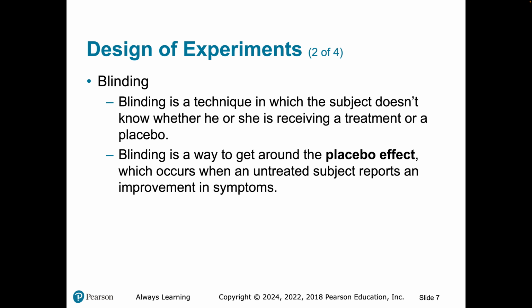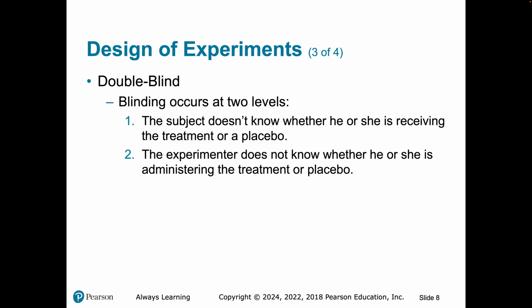Blinding, we've probably all heard of this. I think of blinding as kind of the placebo effect. Blinding, technically, is just where the subject doesn't know if he or she is receiving the treatment. Double blind is where blinding occurs at 2 levels. The subject doesn't know and the experimenter doesn't know.